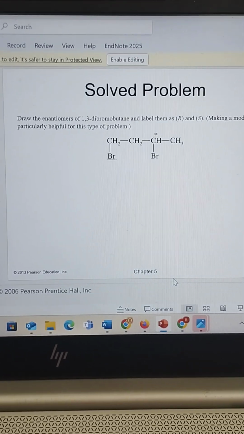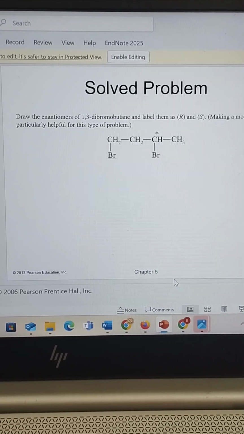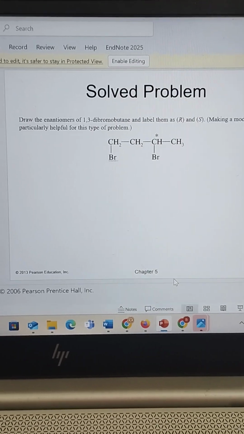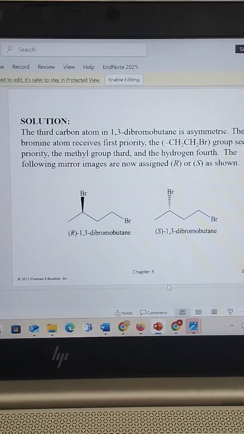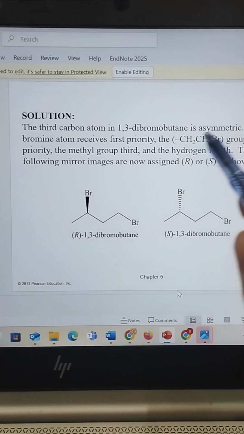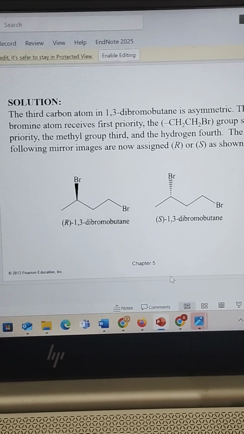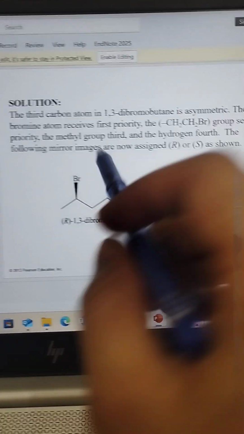So this is the problem: draw the enantiomer of 1,2-dibromobutane and label the R and S, making a model to particularly help with this type of problem. So this is the solution: the second carbon atom in 1,2-dibromobutane is asymmetric. So we will first have to figure out which carbon is asymmetric, or which carbon is chiral or achiral.